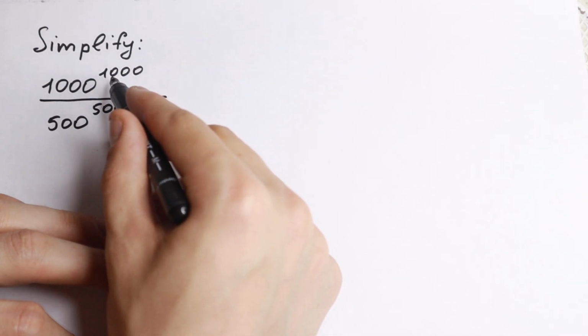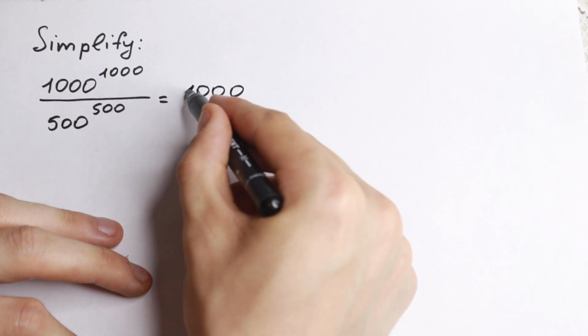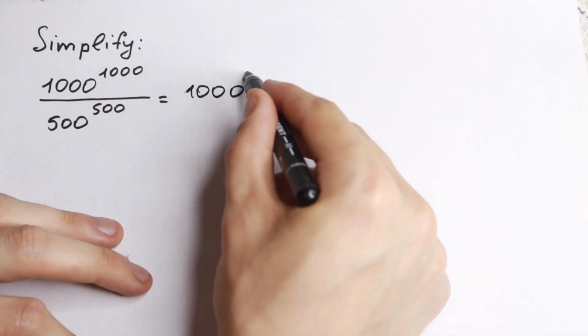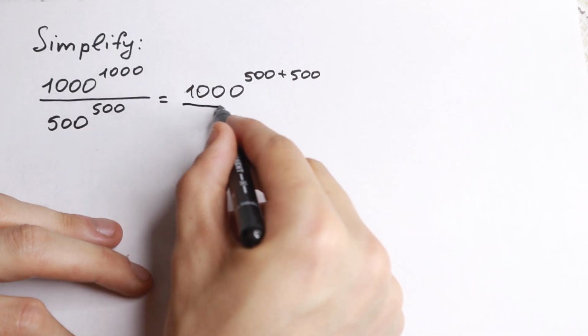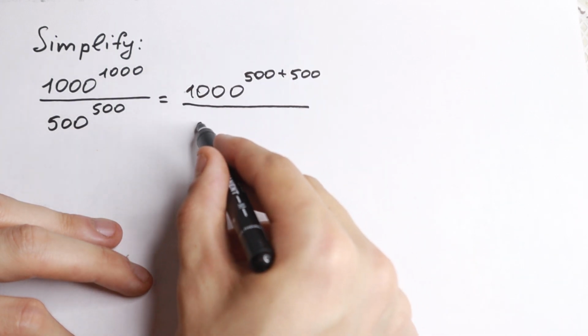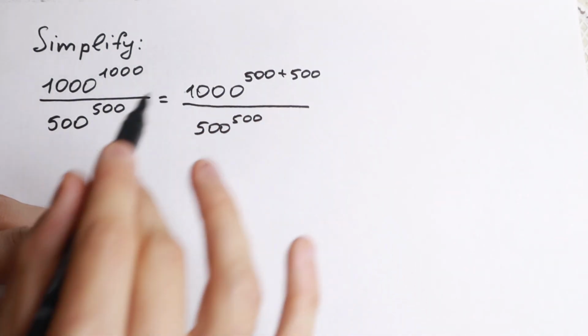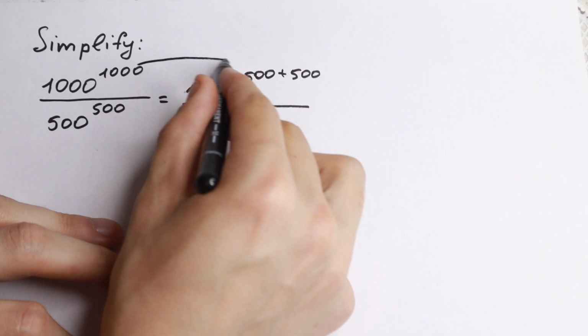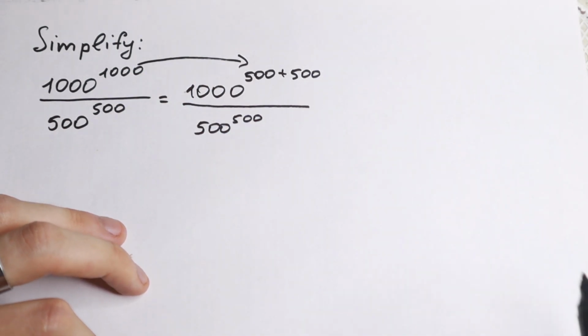First of all, we can write this 1000 as 1000. I don't want to touch this base, but this power I want to write as 500 plus 500. So let's start with this. I can write it as 1000 to the power 500 plus 500, over 500 to the power 500, and I don't want to touch this denominator, so we have this expression. Right now I just changed this 1000 as a sum, 500 plus 500.